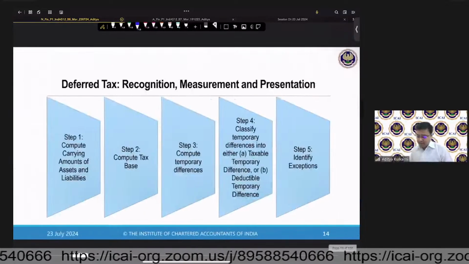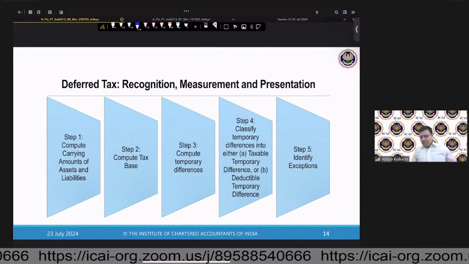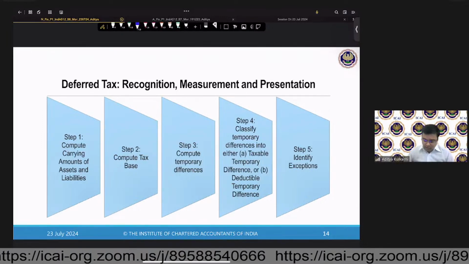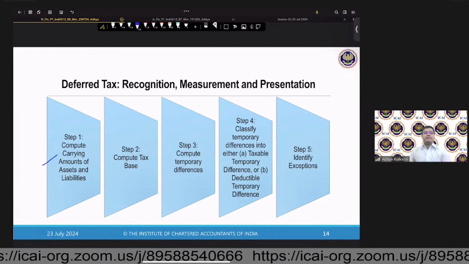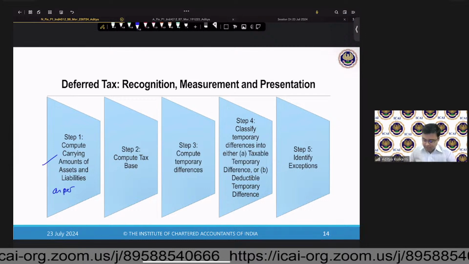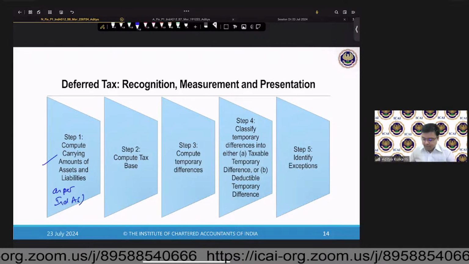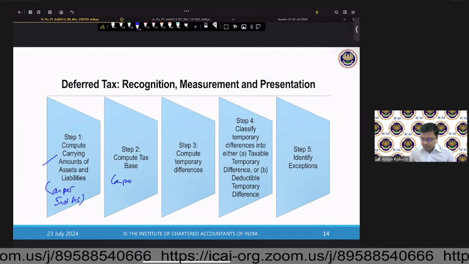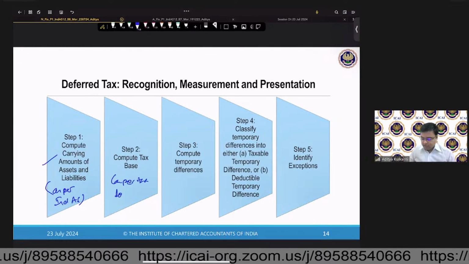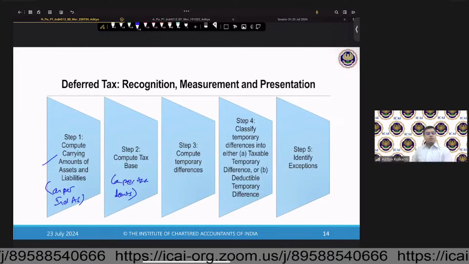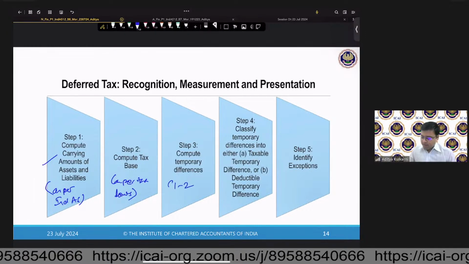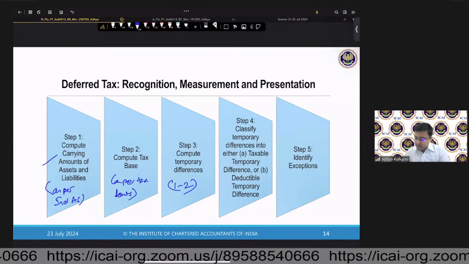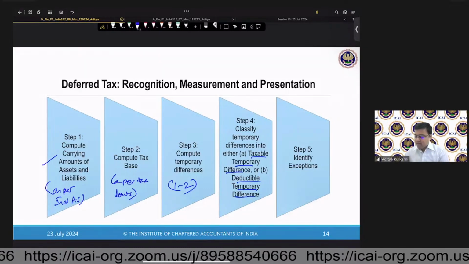Now, when you come to deferred tax, it is a 10-step model. First one is calculate carrying amount of assets and liabilities, as per Ind AS. Then compute tax base, as per tax laws. Compute temporary differences, this is 1 minus 2. Classify temporary differences into taxable temporary difference or deductible temporary difference.